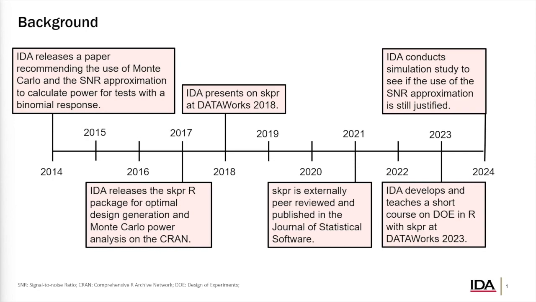So the next year, I joined IDA. 2015, then 2017, we released the skpr package, which brought optimal design generation and Monte Carlo power evaluation to R. We presented on that at DataWorks 2018. In 2021, fast forward a few years, we finally got through the peer review process at the Journal of Statistical Software, and that software was published. That was the 1.0 release of skpr as a mature software package.